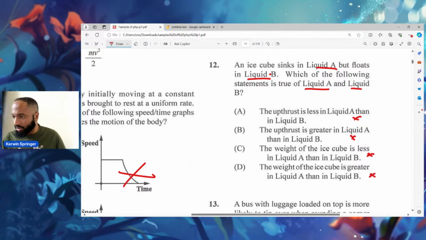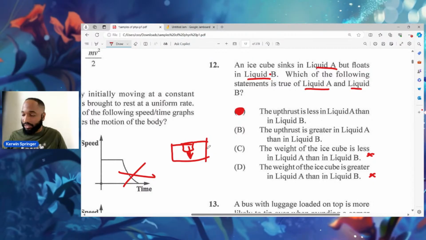Okay, so let me go back and examine these. The upthrust is less in liquid A than liquid B. I've got to work with A. So in liquid A, since it sank, the upthrust wasn't able to match the weight of the object. The weight of fluid displaced wasn't able to match the weight of the object. Sorry, my bad for confusing it too. That's why it sank. So A is the answer for that one.